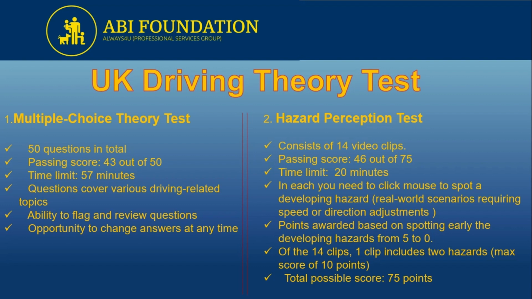Each clip will have a hazard. One of the clips actually has two hazards, so there is a potential for you to score 5 by identifying each hazard. The total marks is 75. So one clip is worth 10 and the remaining 13 are 5 marks each. That's all about it. The passing score here is 46. You need to score 46 out of that 75. So this is all about the driving theory test.